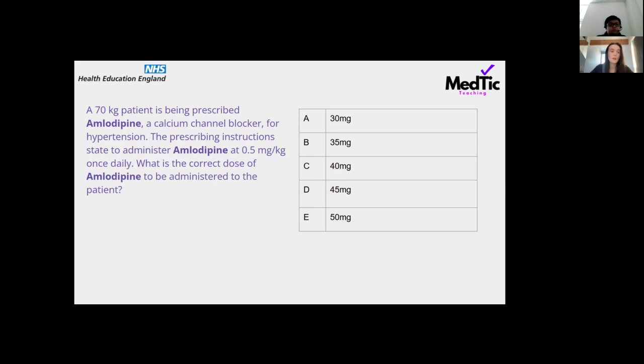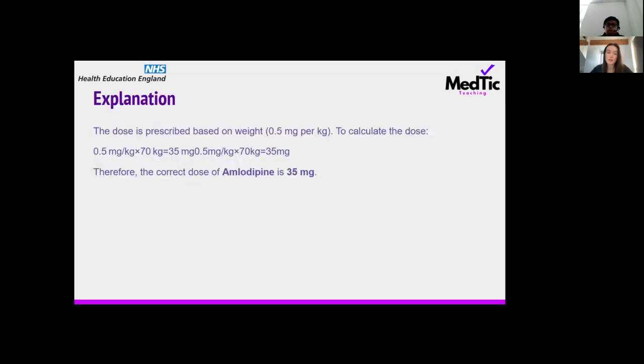Nice. So, shall we go to the answer? Great. So the answer is 35 milligrams. So we'll go through the explanation. So the dose of amlodipine is prescribed based on the person's weight. So in this case, it's 0.5 milligrams per kilogram.